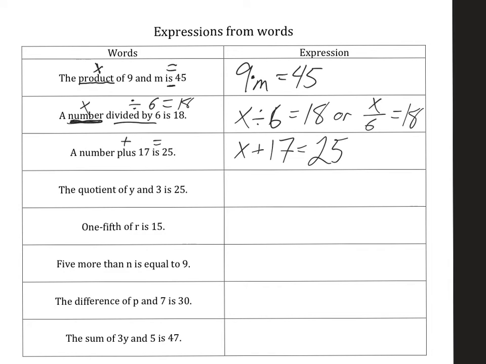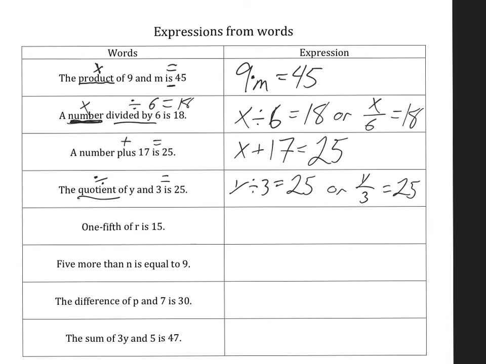The quotient of y and 3 is 25. Okay, so I know is equals. The quotient. What does quotient mean? Add, subtract, multiply, divide. Quotient means we are dividing. So y divided by 3 equals 25. Or we could have put y over 3 equals 25.